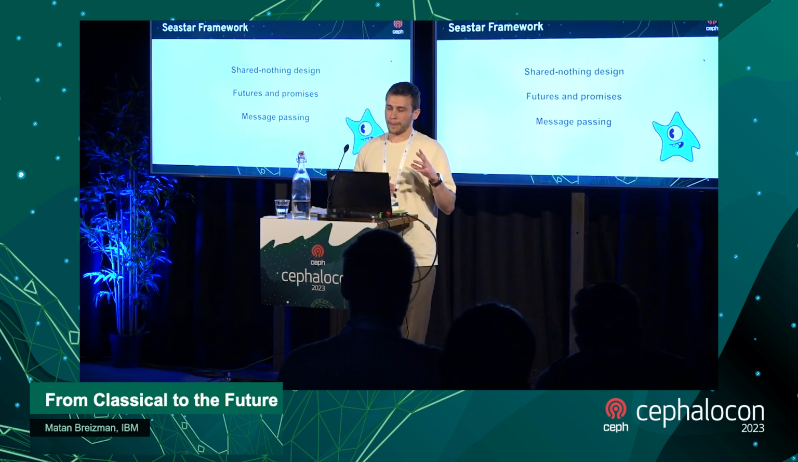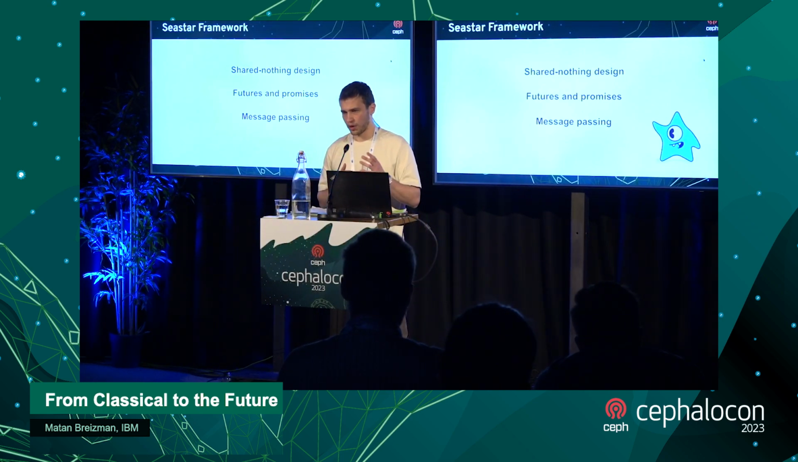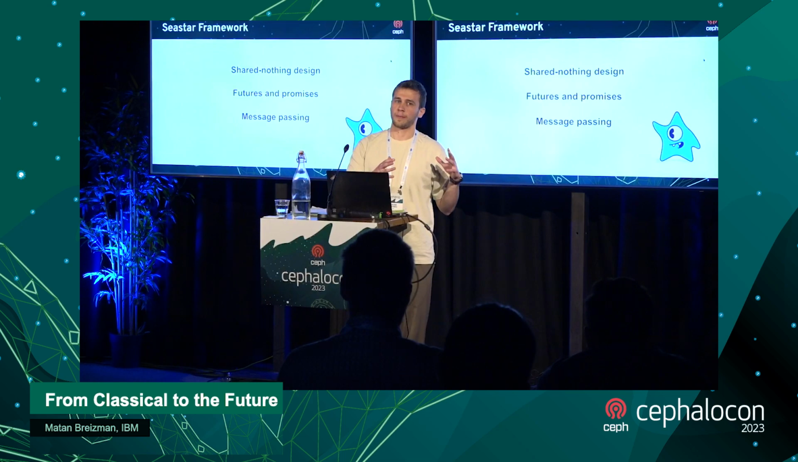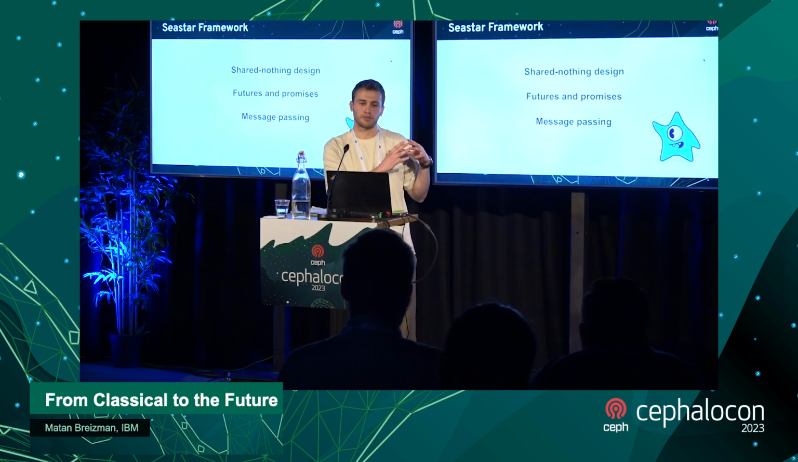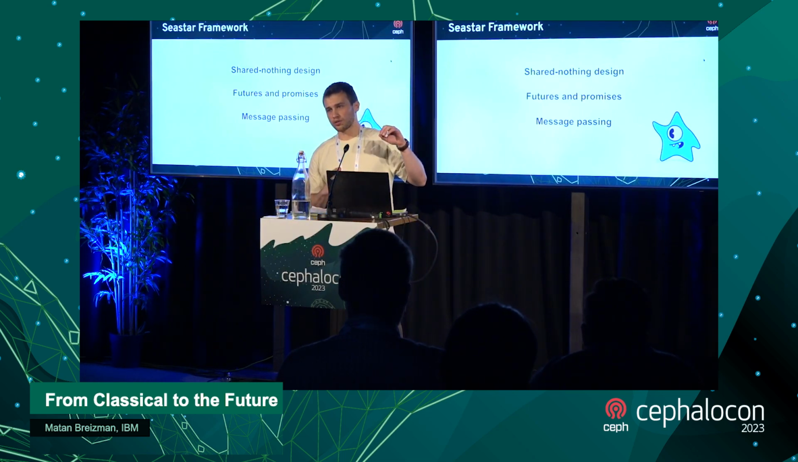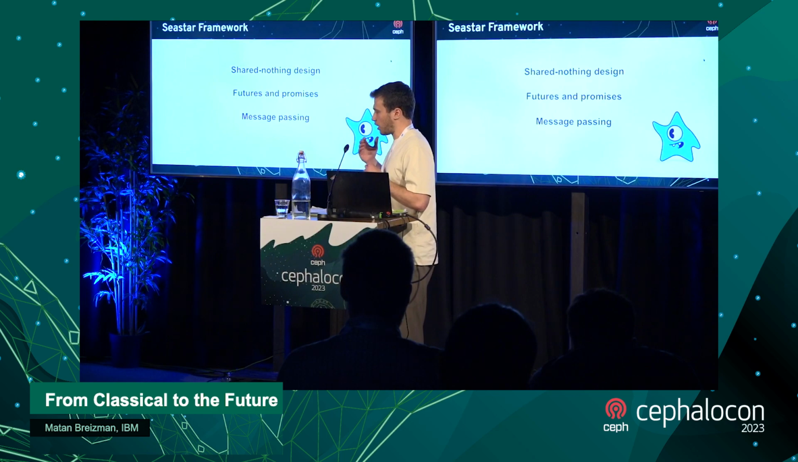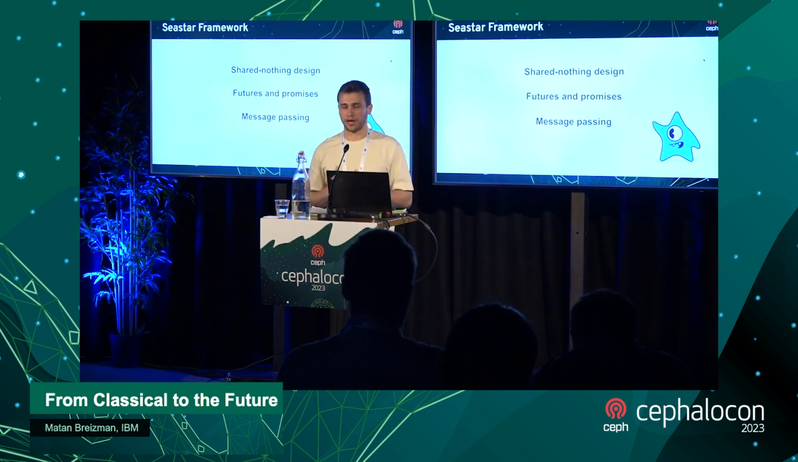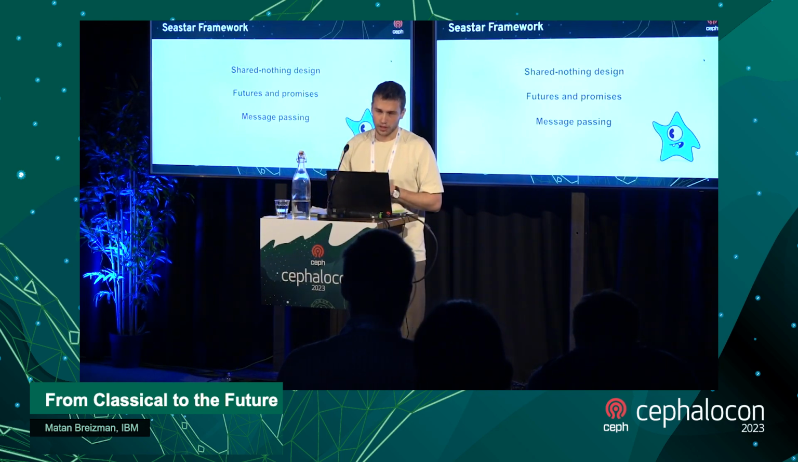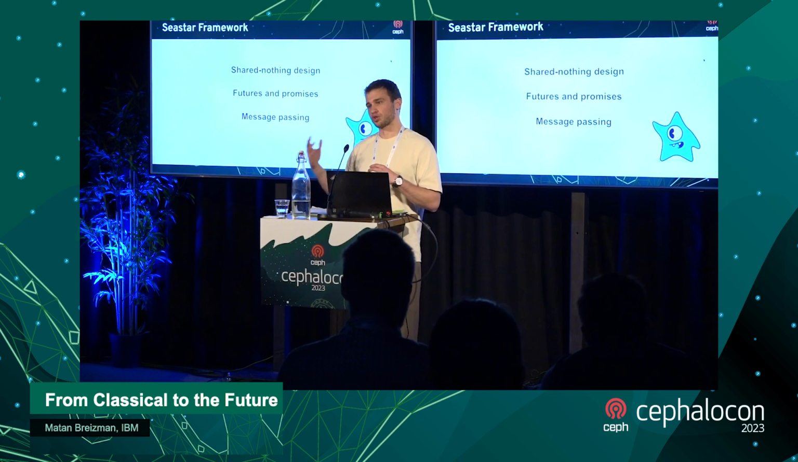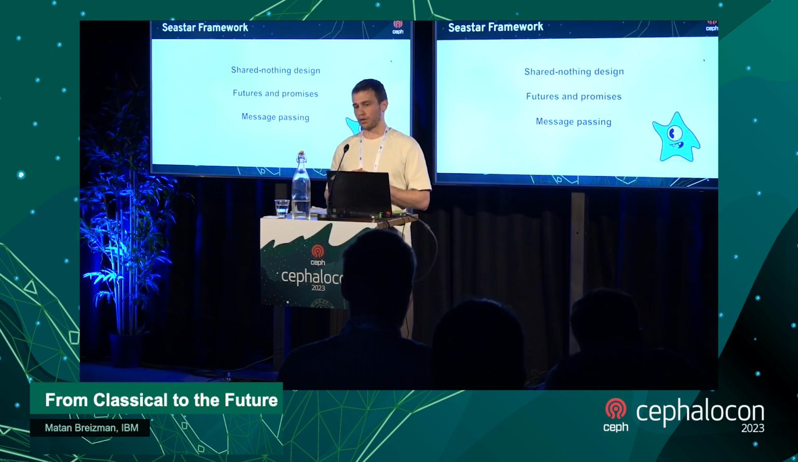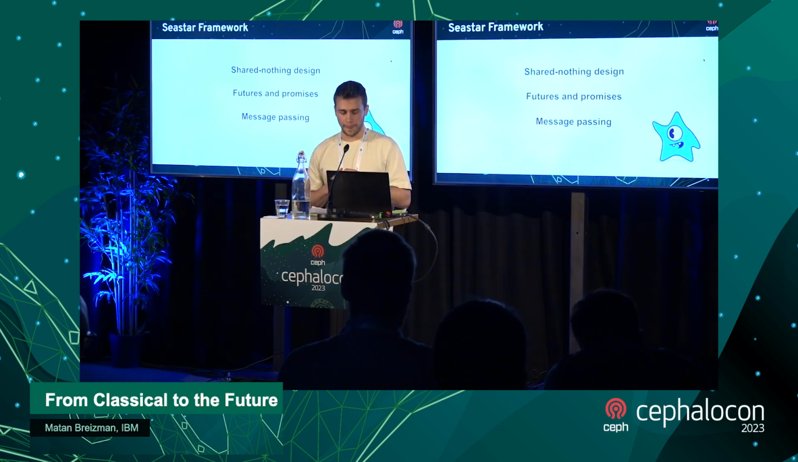And the second one is futures and promises. Futures and promises is a concurrent programming model, which I will also talk about a little more deeply to understand the difference in behavior in terms of code and even general behavior. And the last one is message passing. Seastar also offers a message passing design that allows us to essentially share messages between cores without really having to lock them.